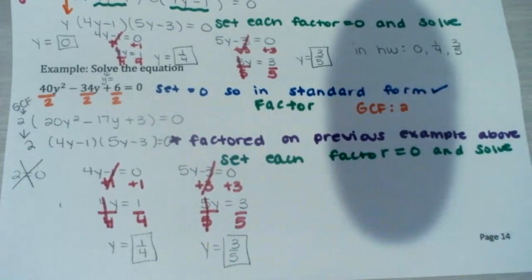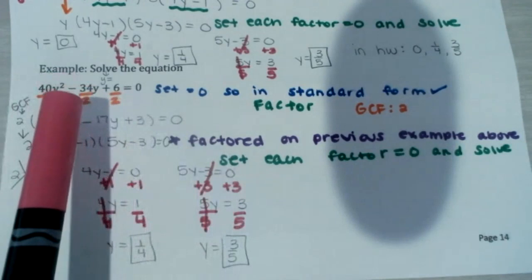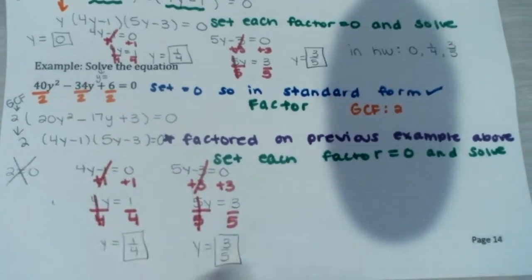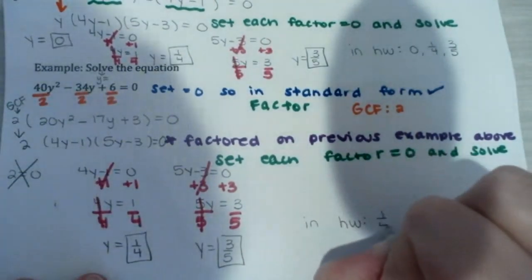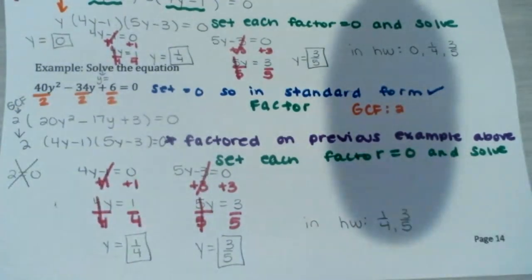So even though we had 3 factors, we only had 2 answers. And notice our highest exponent here is 2, so it tells us we should have 2 answers. 1/4 is one answer, 3 over 5 is our other answer. So in your homework for this one, it would just be 1/4, 3/5. All right, last example on the last page.